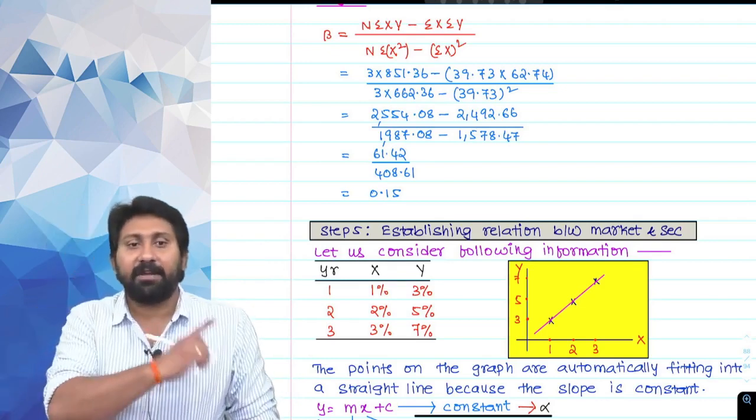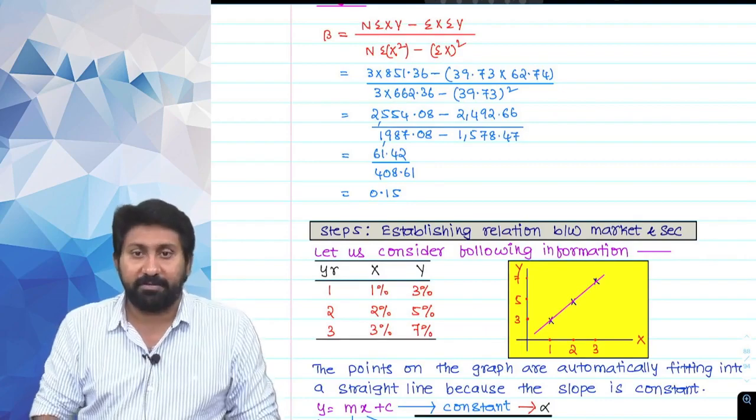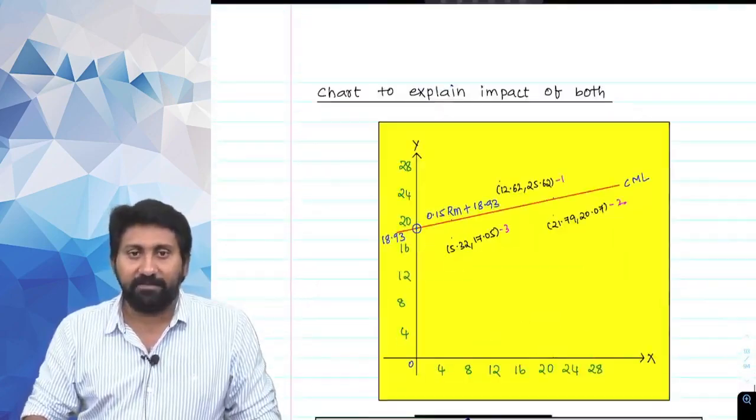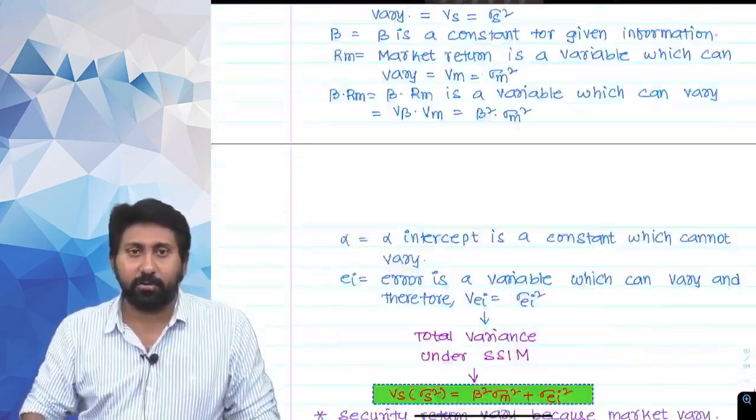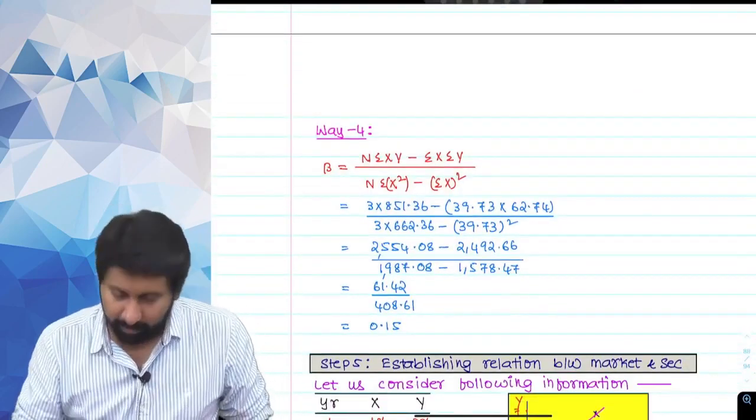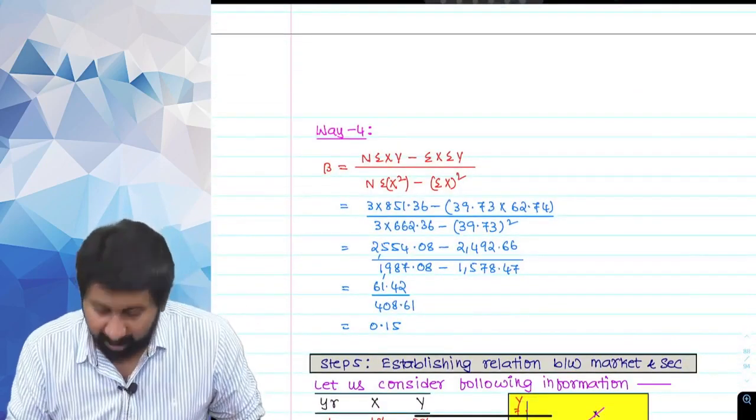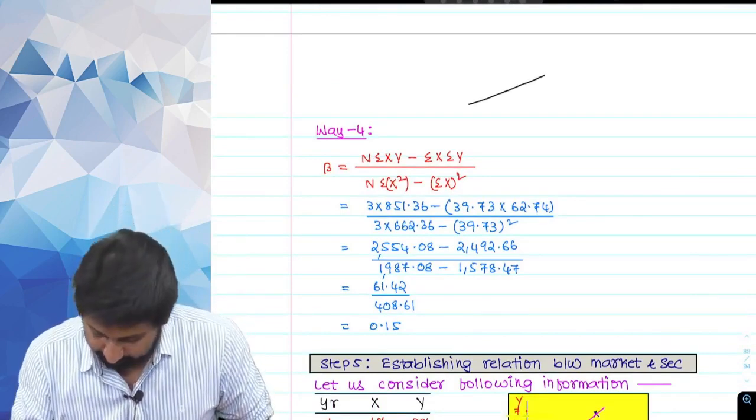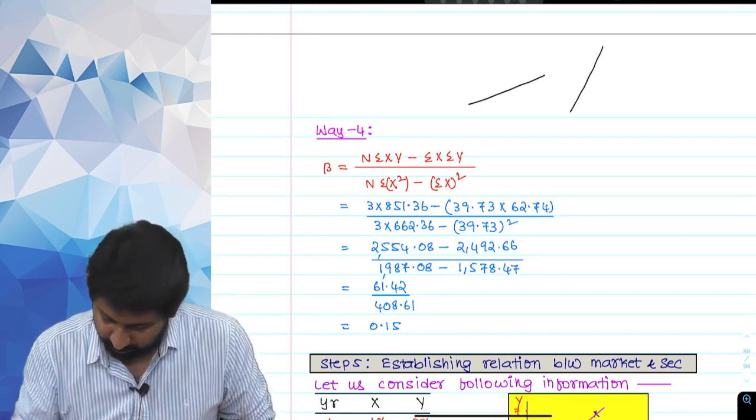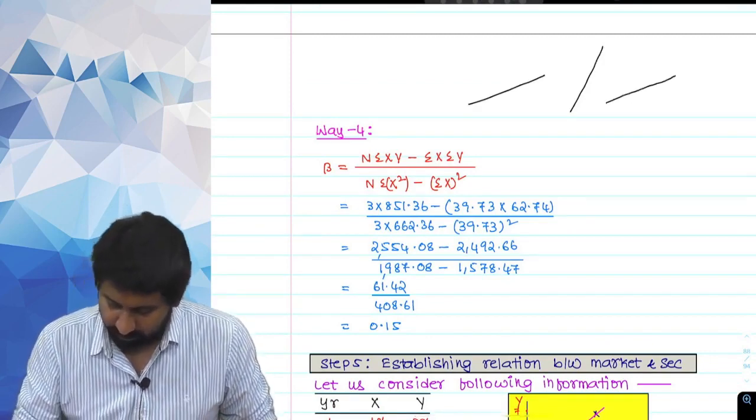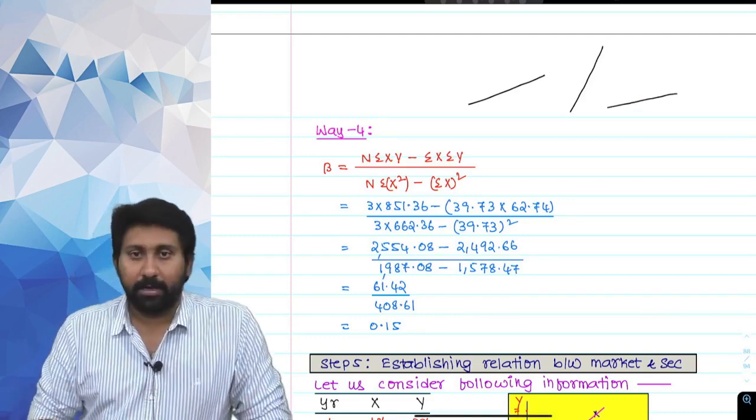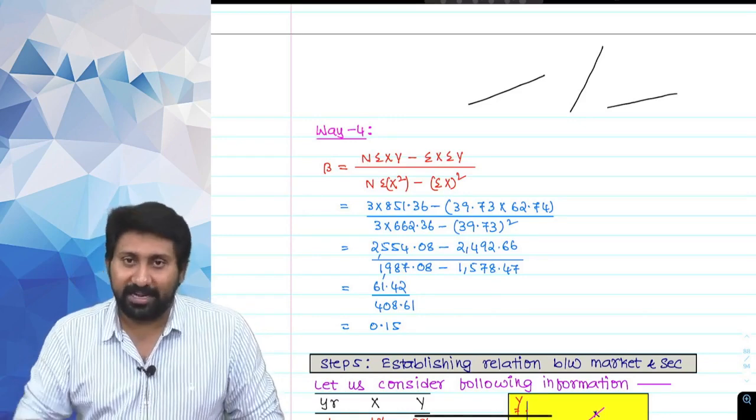Okay, let's see. Establishing the relation between market and security. Even before we do this, I will give you one example just to make you understand. See here. I will draw lines. Now see here, I have drawn 3 lines.